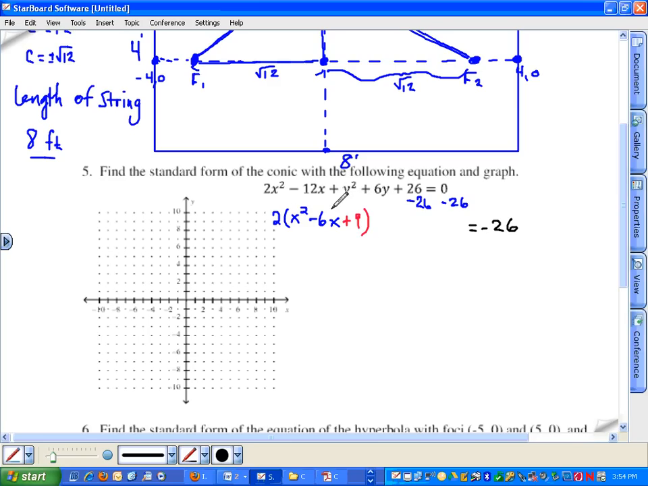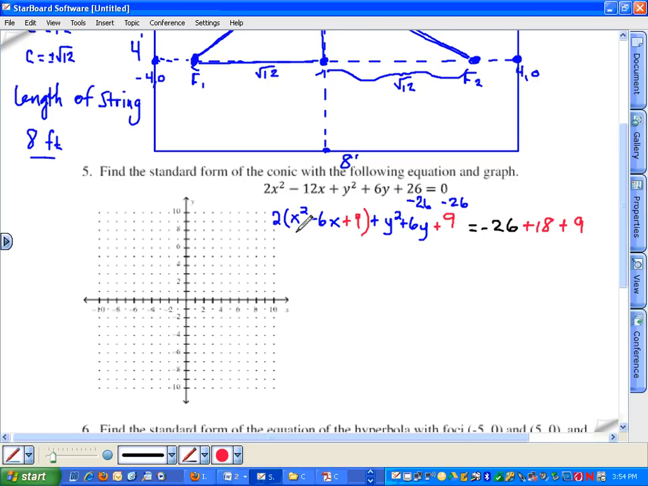So 2 times 9 is 18, so we've added 18 to the left side of the equation, so we need to add 18 to that side. Now, with the y squared, we're going to have y squared plus 6y, and to complete the square there, we need another 9, which means we add 9 to that side.